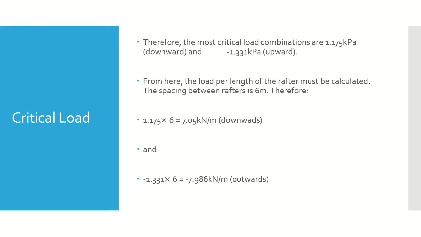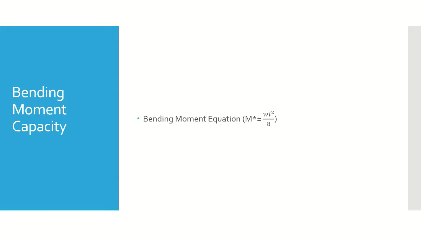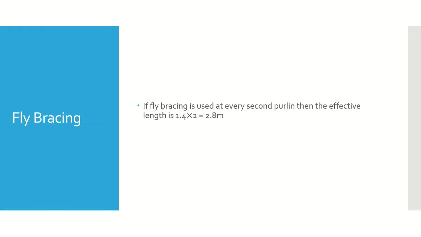The critical load is then multiplied by the spacing between the rafters to obtain the load per rafter length. The critical load combinations are then substituted into the bending moment formula to see if the test rafter can support the loads. Fly bracing helps to restrain the bottom flange of the rafter and reduce its effective length in the event of suction. This in turn increases the effective strength of the rafter. The capacity tables must then be checked to ensure that the member can sustain the forces applied.